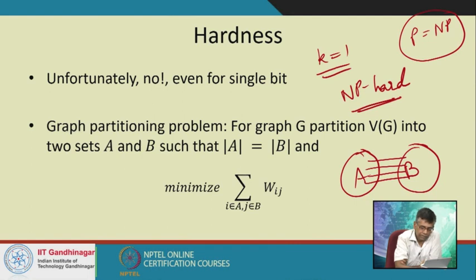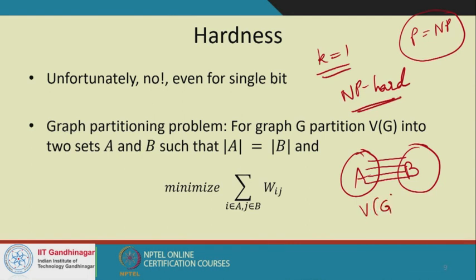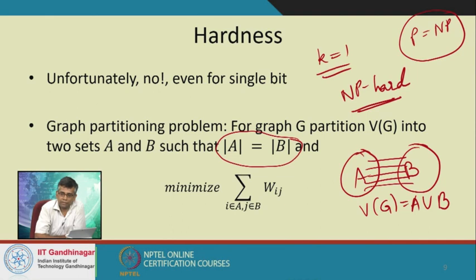Can we try to partition the set of vertices into two sets A and B, such that we minimize the edges crossing the cut? Normally, if I did not have this constraint, then this is an easy problem. But under this constraint, that the size of the two sets have to be equal, this becomes an NP-hard problem called balanced partitioning.